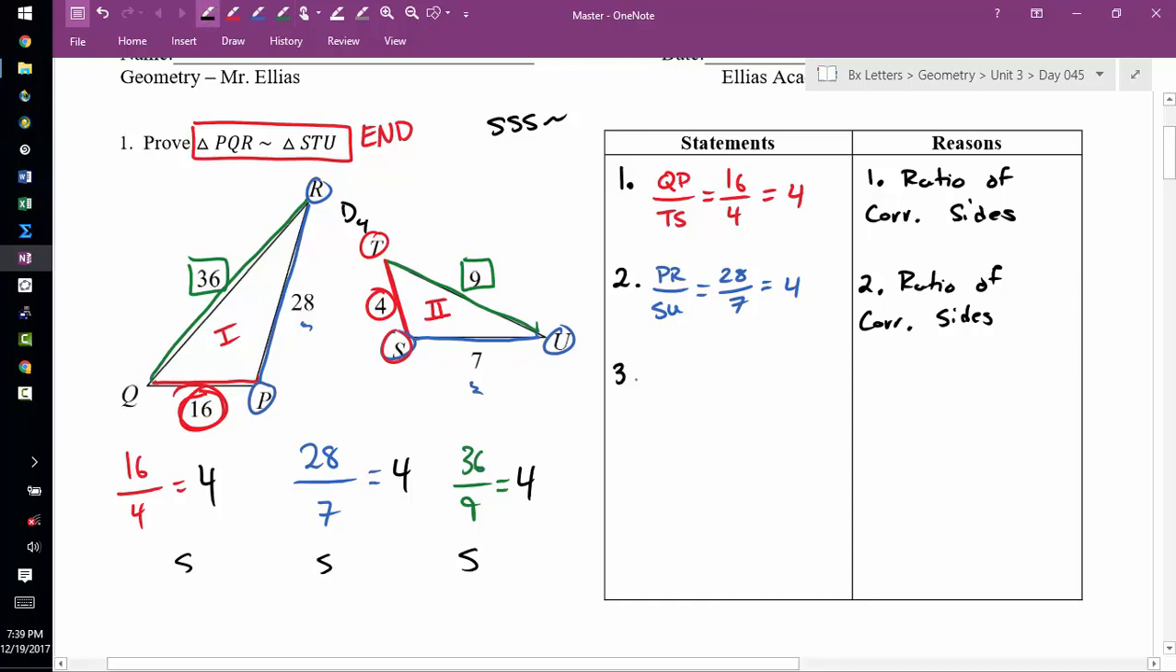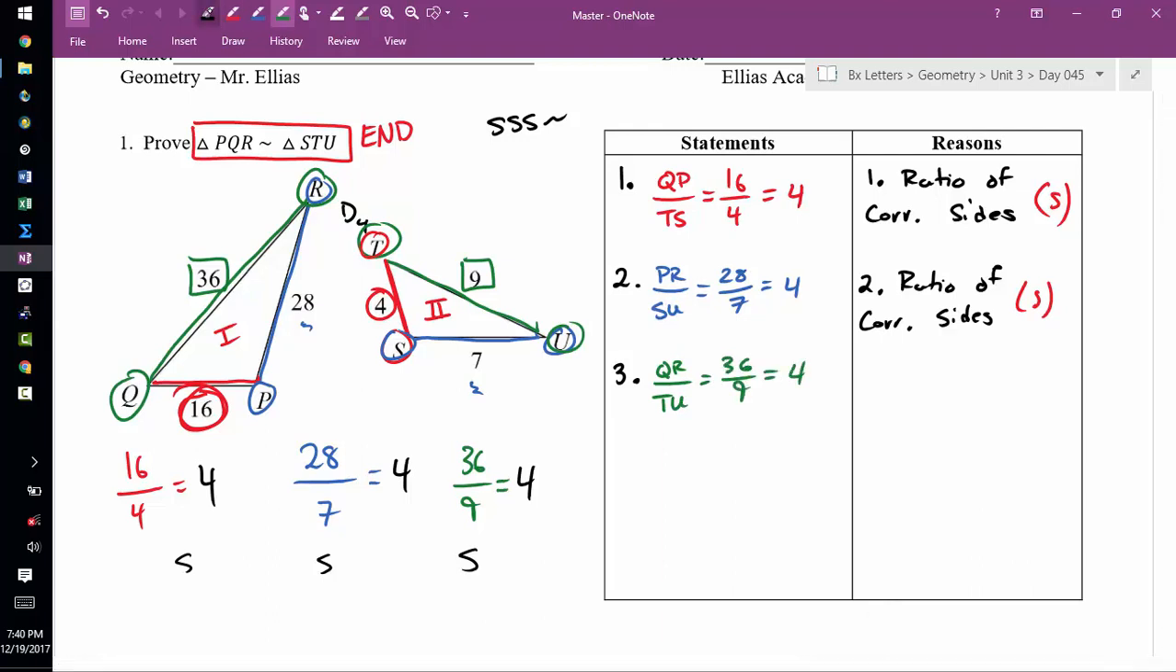And then my third fact, each of these are side facts, by the way. My third fact is QR over TU. And that would be 36 over 9, which is, as we already saw, 4. And my reason is the same. It's the ratio of corresponding sides. And that's my final side.